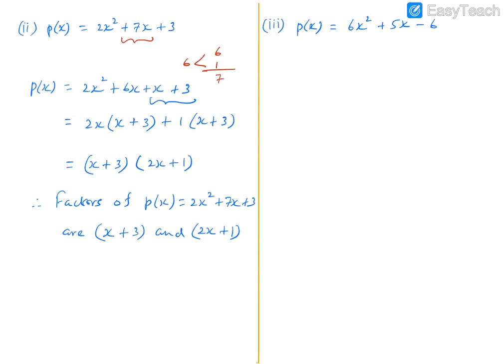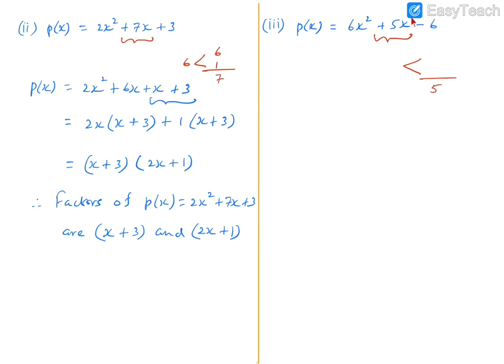Okay, so let's do the next example, or the next question. So we have 6x squared plus 5x minus 6. So the product of the two numbers that we will use to split the middle term, so our middle term is plus 5x. So we need to split this in such a way that the sum is plus 5, so that's the middle term, and the product should be 6 into minus 6.